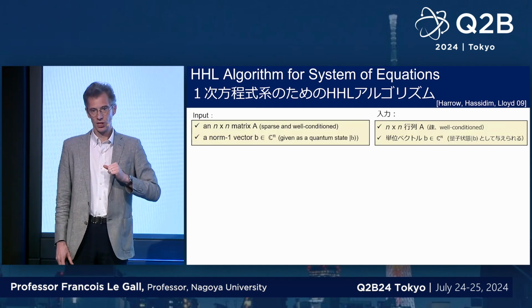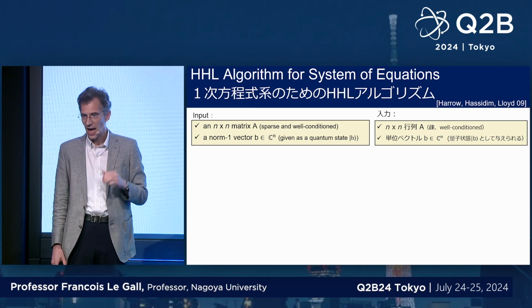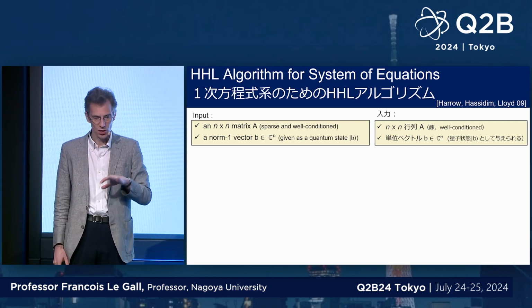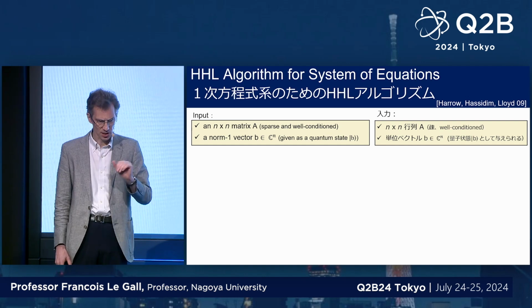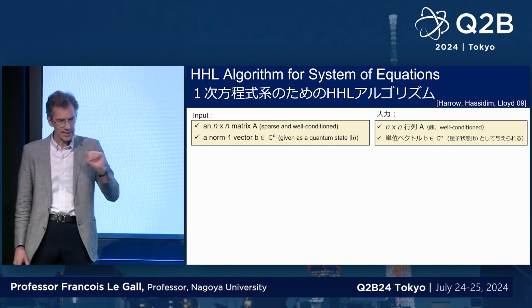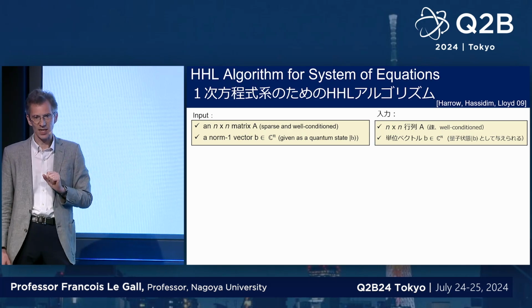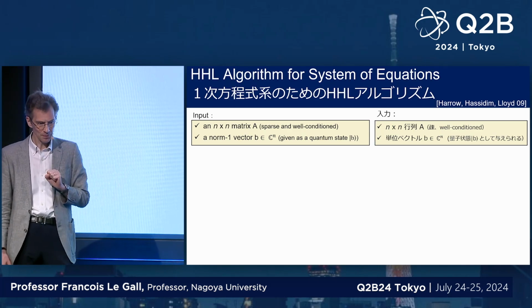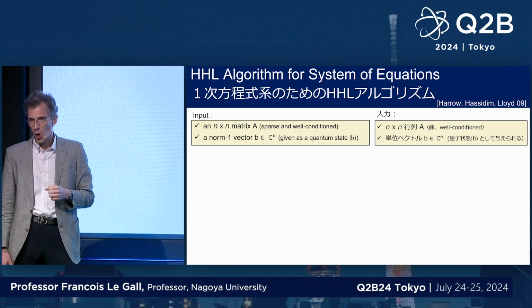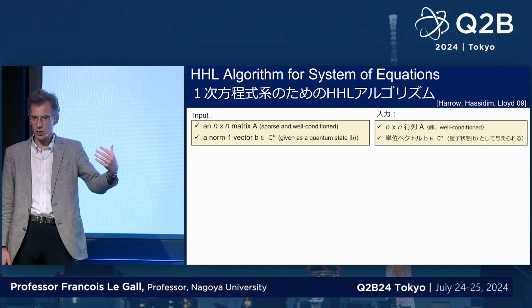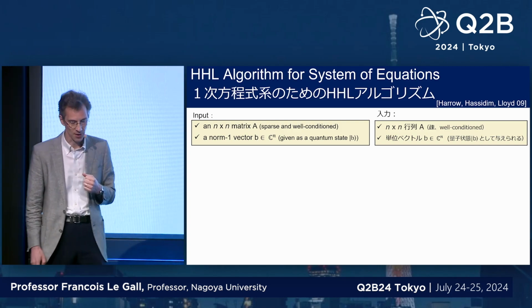As an input, we have one n by n matrix satisfying some technical conditions: it should be sparse and well conditioned, but that is not so important. And you have one norm 1 vector, also of dimension n. A vector of norm 1 can be seen as a quantum state, so we assume that it is given to the quantum computer as a quantum state.